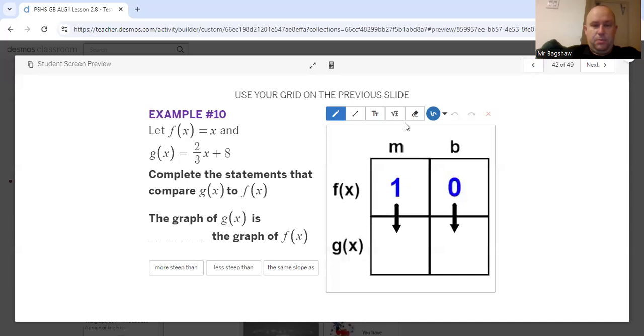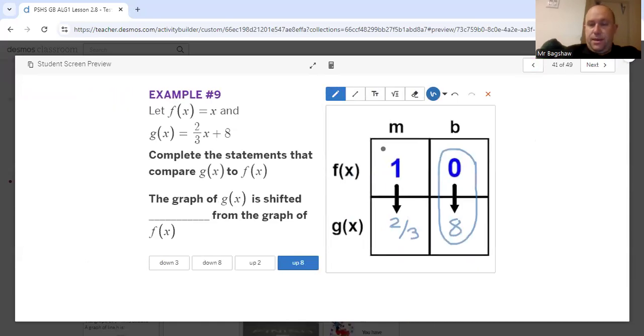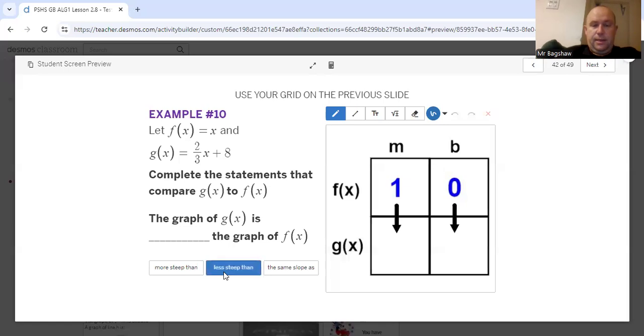Now, this is the same table, but this time it's talking about, is it more steep, less steep, or the same slope as? So let's have a look. This time we're looking here. And you can see that 2/3 is less than 1. And as that's a smaller number, that means that it is less steep.